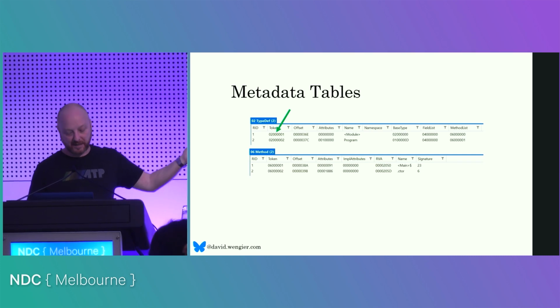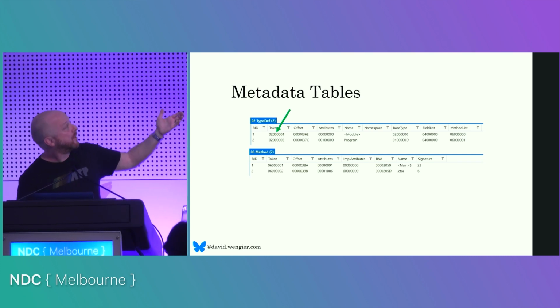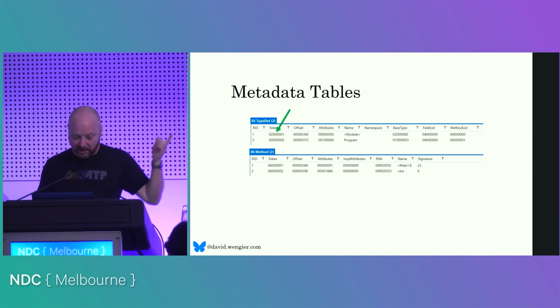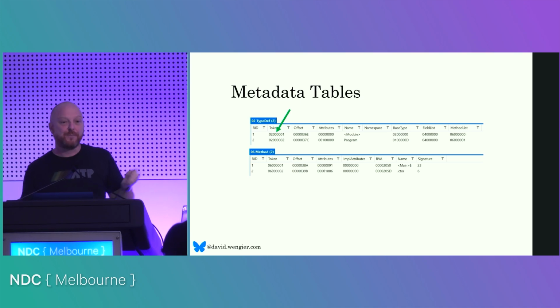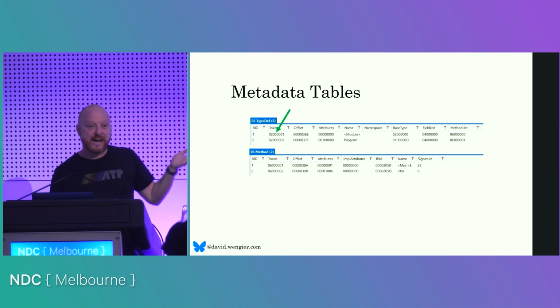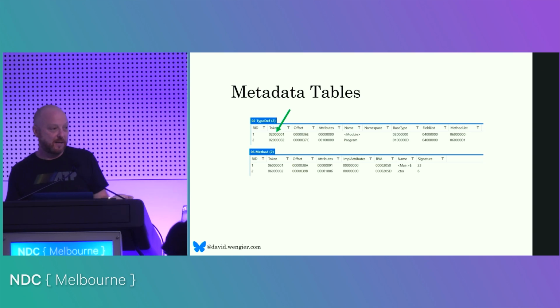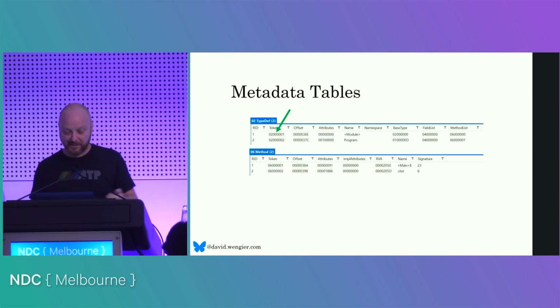This is a database table, so it has a primary key, right, a token. We can see there RID, that stands for row ID. So row 2 is token 02000002, row 2. And its name is Program. That's the Program class, right? Hopefully not a surprise, there's a Program class.